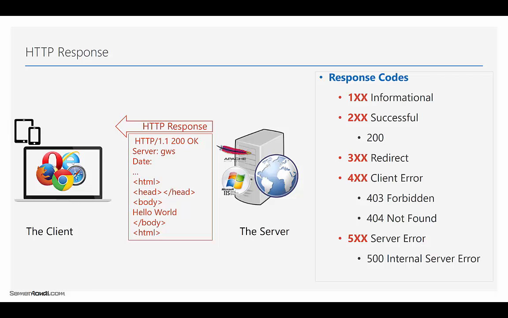So these codes are 100 level codes, which are informational. The 200 level are successful. So for example, if I ask for a web page, it's there and I'm authorized to see it, I will see a 200 OK in the HTTP response header. The 300 level codes are redirect related. The 400 level are client errors. For example, if I try to access a web page or a folder that I'm not authorized to see, I will see a 403 Forbidden. The 500 level codes are server errors.